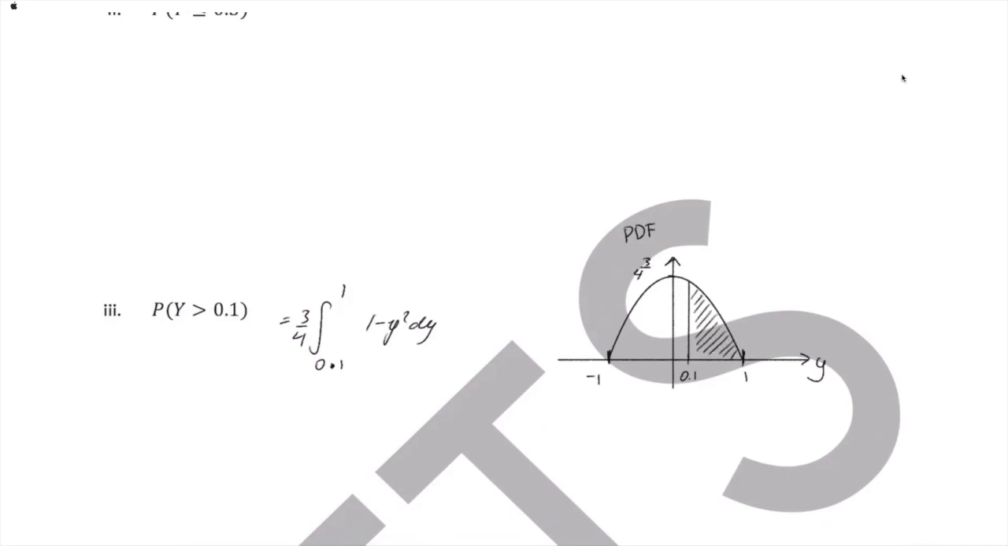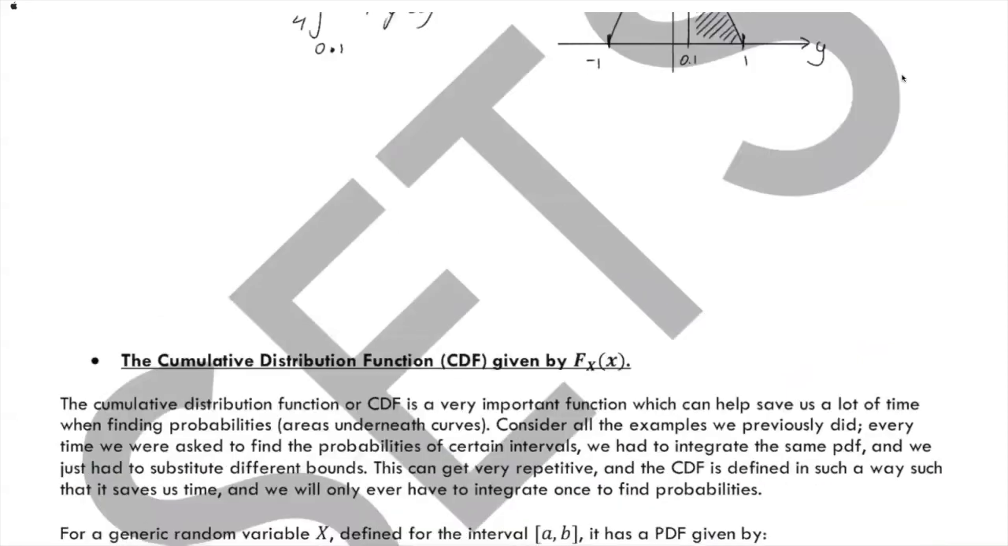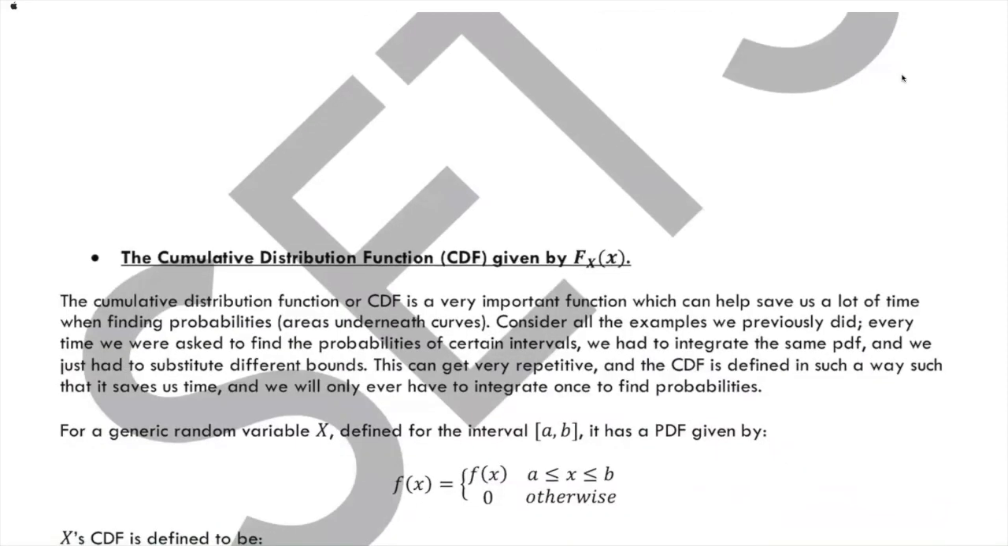So we run into a bit of an annoyance, which is that we keep integrating the exact same thing over and over and over again, right? That's kind of annoying because surely there's a better way. There is a better way. Ooh. So the cumulative distribution function.